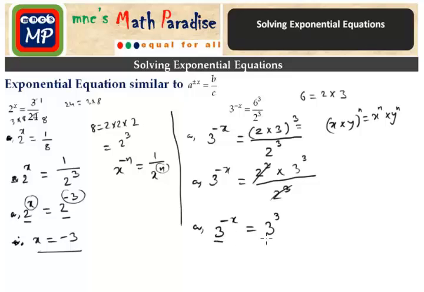So these two bases are 3. So we will get minus x equals 3. This power minus x and this power 3 will be the same. So therefore x equals minus 3.